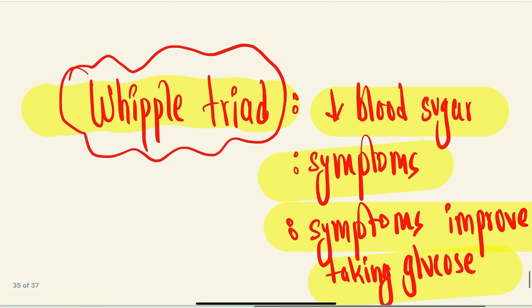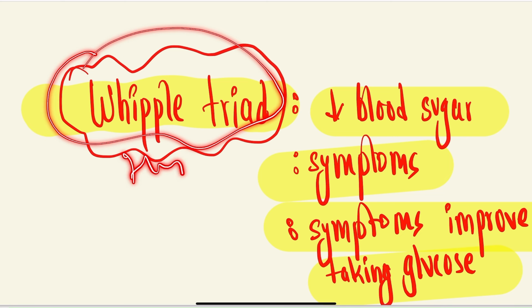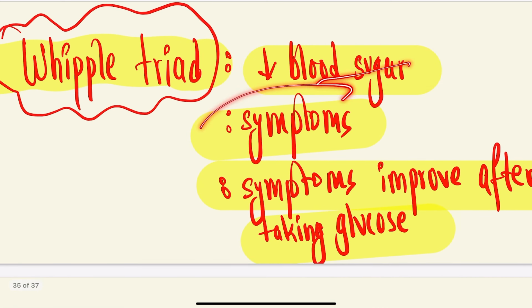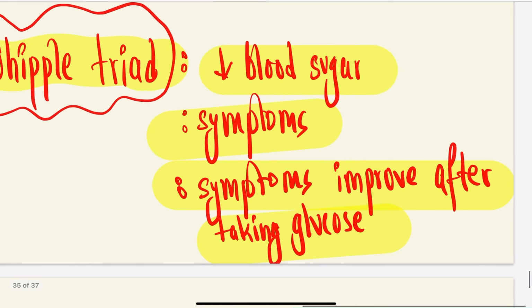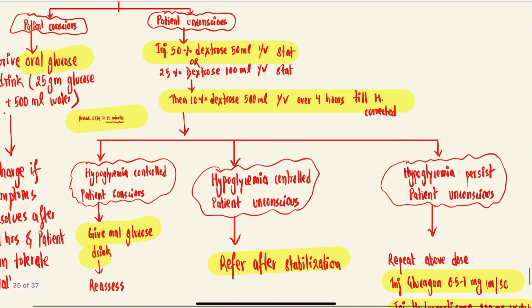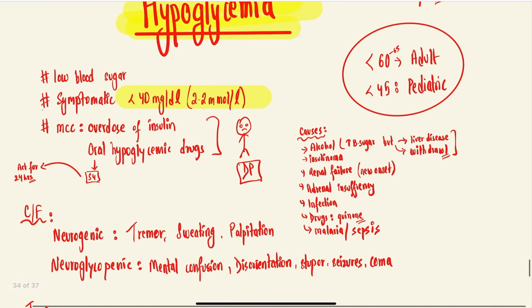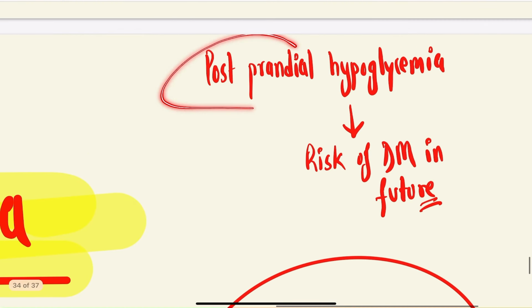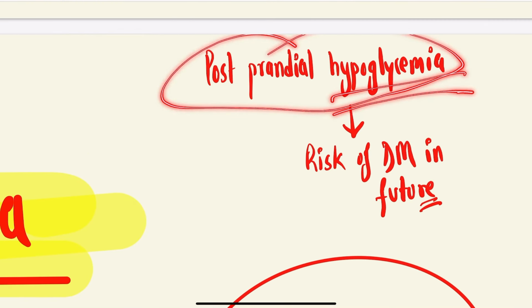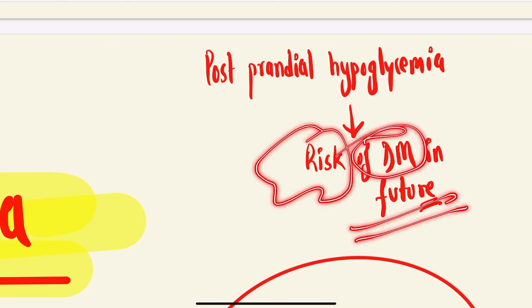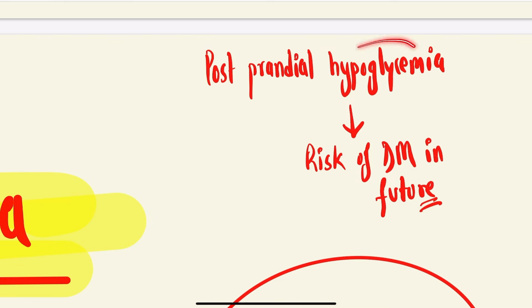And we have Whipple's triad for hypoglycemia: low blood glucose level, the symptoms of hypoglycemia, and the symptoms improve after taking glucose. And now let's see one more thing. If a person has postprandial hypoglycemia, then there is the highest risk of developing diabetes mellitus in future. So we should be conscious about this. Thank you.